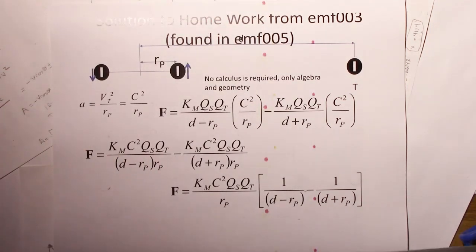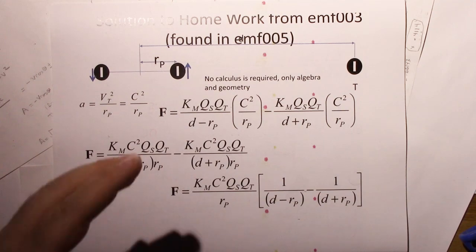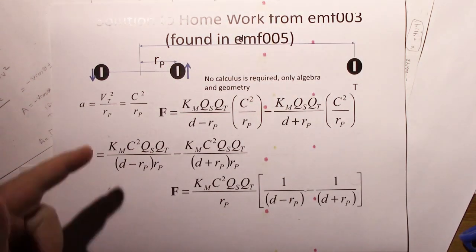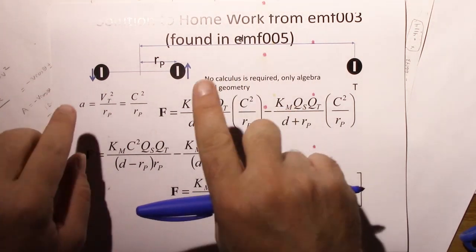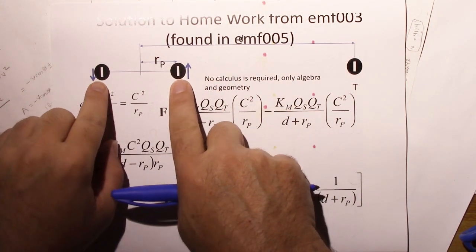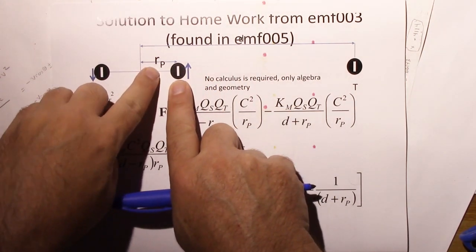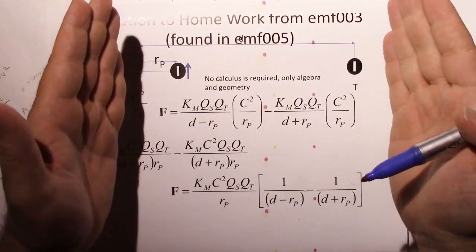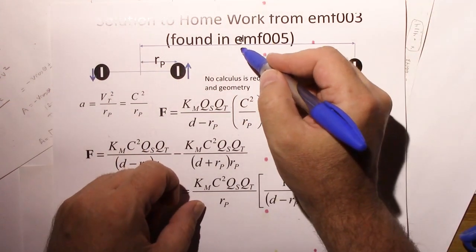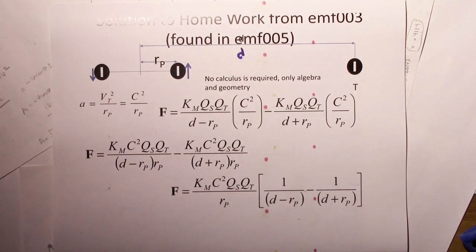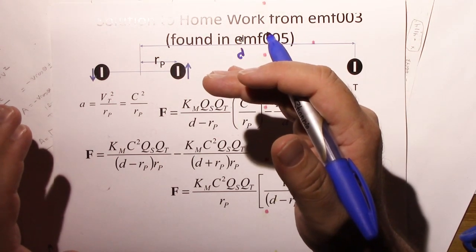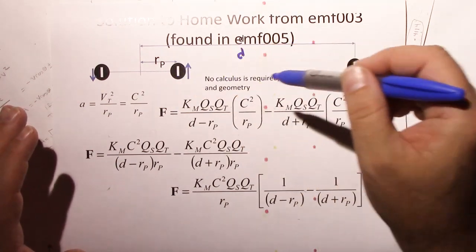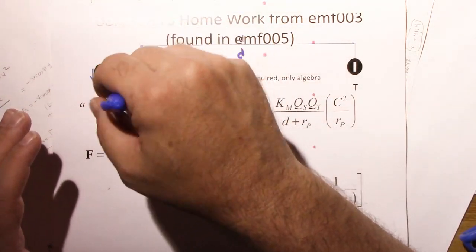Okay, so what we did in the homework for EMF 003, and the solution to that homework, is found in EMF 005. I said if you have this system and the two charges are separated by a little RP, and you have this other test charge at a very, very long distance away, there's a little D up there you can't see, then I say plug in Neuman induction to find out what the inductive effect of this rotating system is.